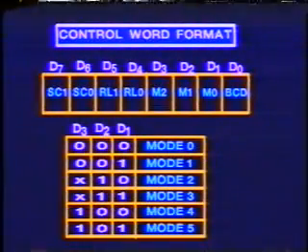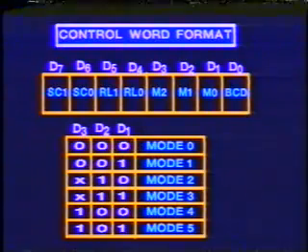Let us go over to the graphics to learn the details of the remaining bits of the control word. The bits D3, D2 and D1 are used to select the operating mode.